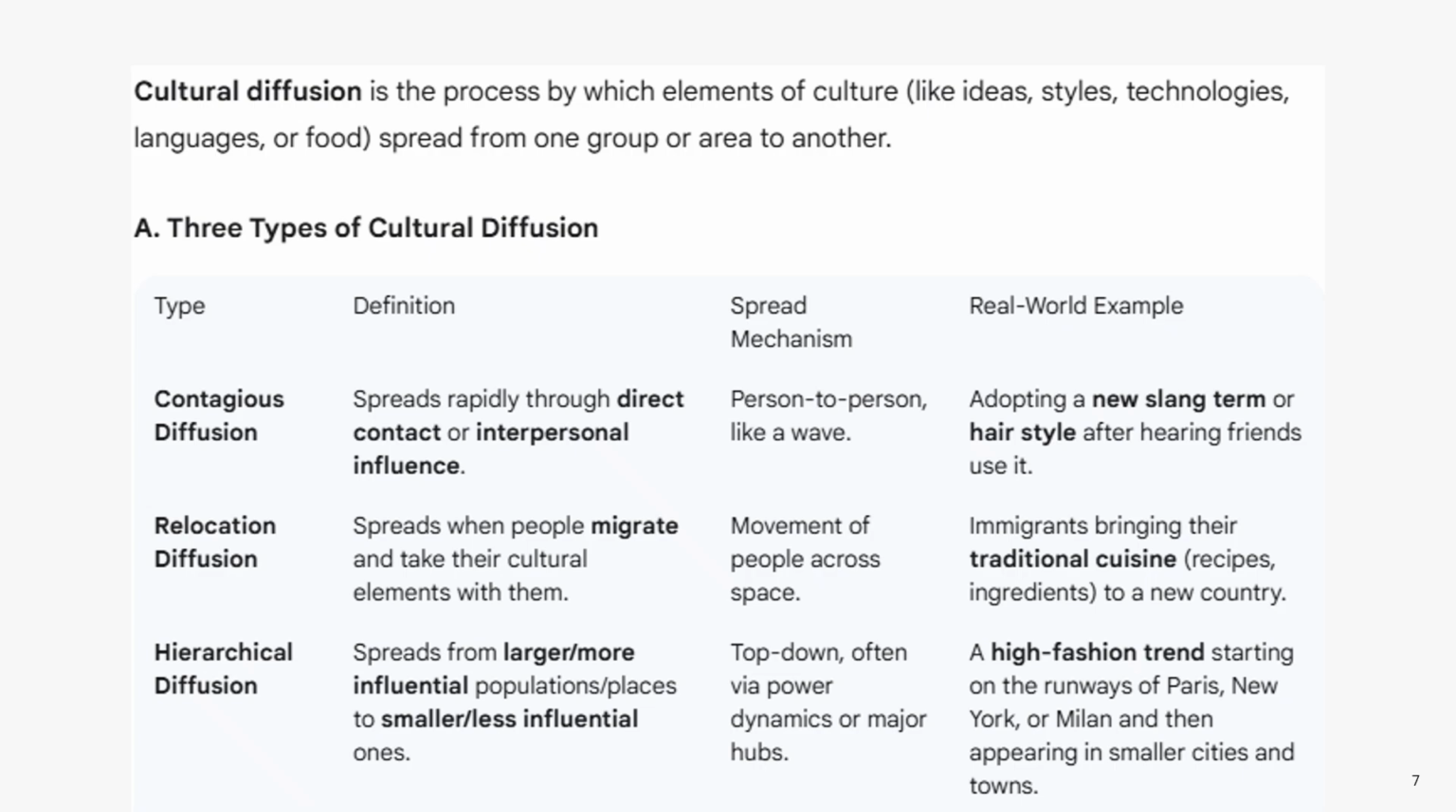The next type of diffusion I want to talk about is relocation diffusion. So this is when a group of people migrate from one area to another. They have one particular culture from the starting point. They move to a new region, and then they spread that new culture with the people that they have now moved in close to, their new neighbors. This is a culture that spreads when people migrate and take their cultural elements with them.